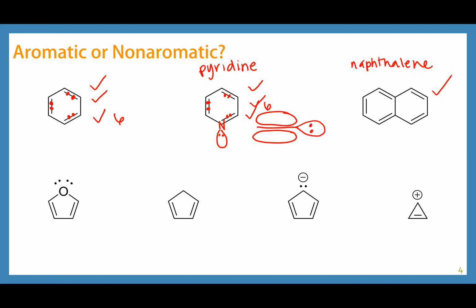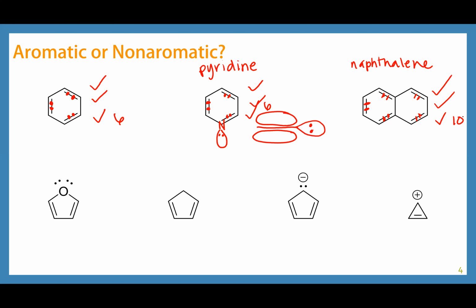Is this going to be planar or nearly planar then? Yes. And how many pi electrons are in the cyclic arrangement of the unhybridized p orbitals? 10. Right. So there's 2 for every pi bond. That gives us 10, and 10 fits the 4n plus 2 rule.